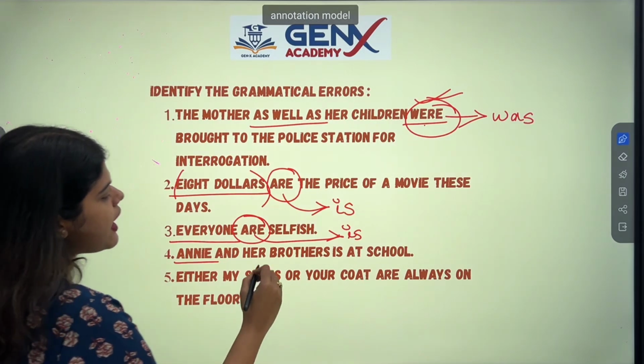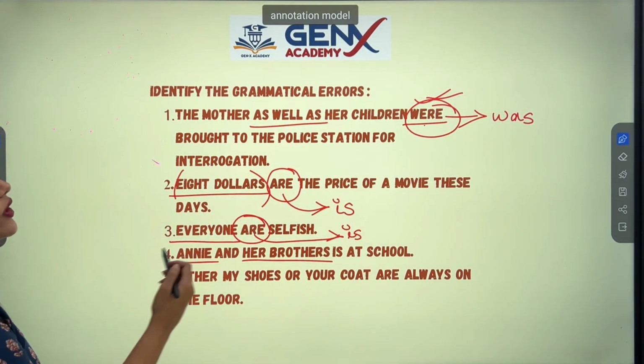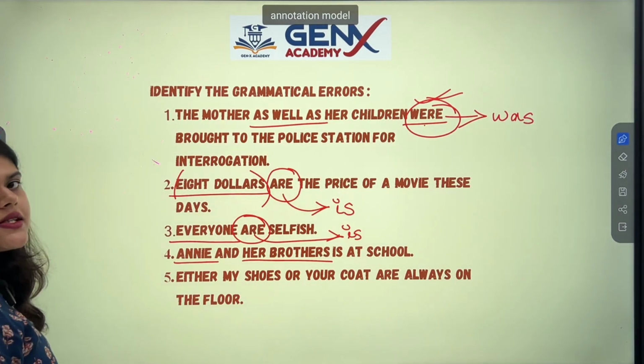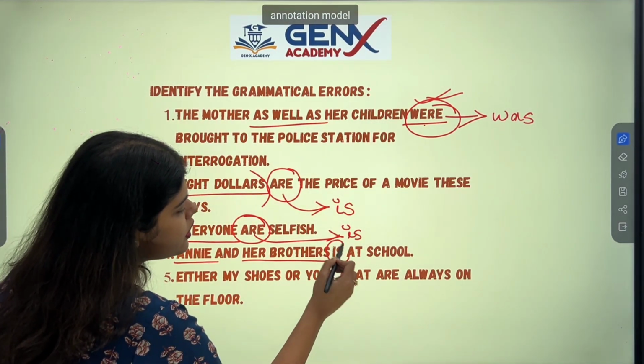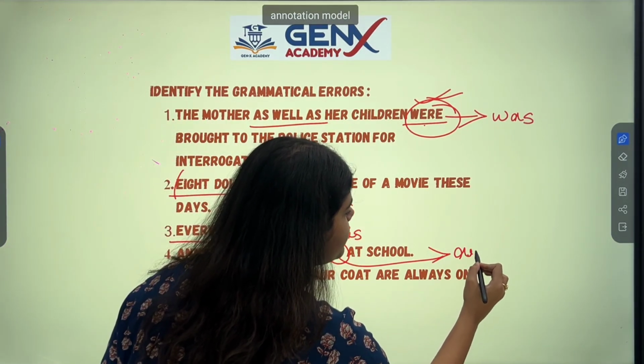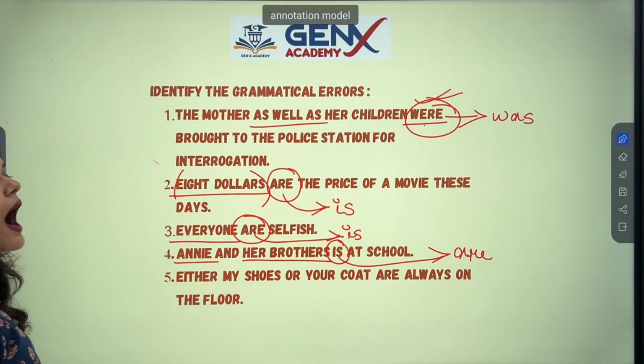Next, Annie and her brothers is at school. So Annie and her brothers are two different personalities or two different subjects which cannot be considered as one. So the verb will be plural in form. Annie and her brothers are at school.